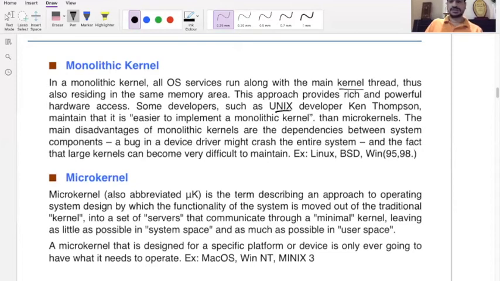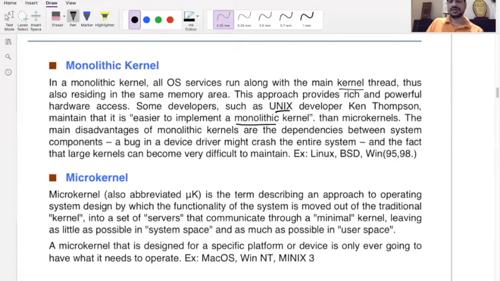So, Unix developer Ken Thompson maintained that it is easier to implement a monolithic kernel than a microkernel. What he found is that it is easy to make one program, instead of a small kernel program that manages the other programs like device drivers and other functionality of the operating system from the outside. Instead, all the things should be managed inside one program. So it is easier to implement a monolithic kernel.